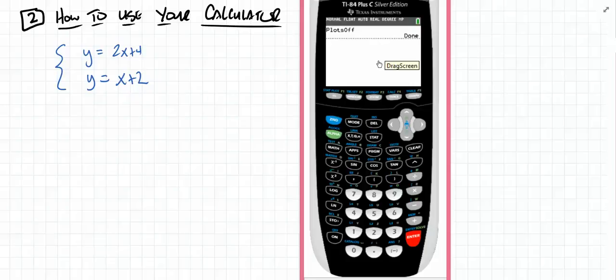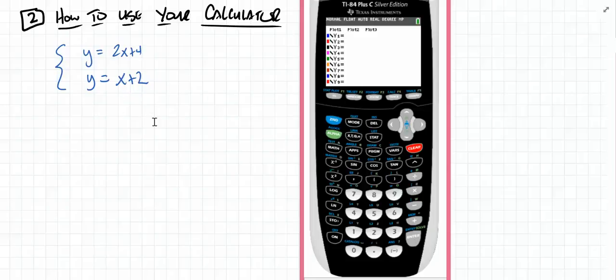Then I'm going to go to y equals, and I'm going to make sure that there's nothing inside the y equals button. Mine happens to be that line of best fit that we did in that last example. So I'm going to hit clear right now, and then clear everything out. Okay, so this now leaves me the ability to graph my system of linear equations.